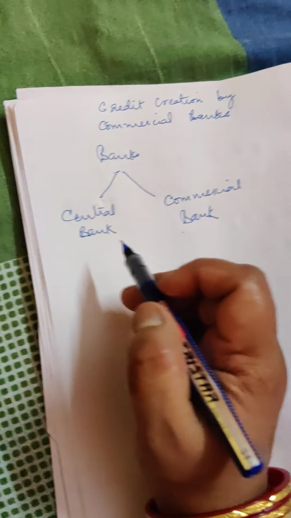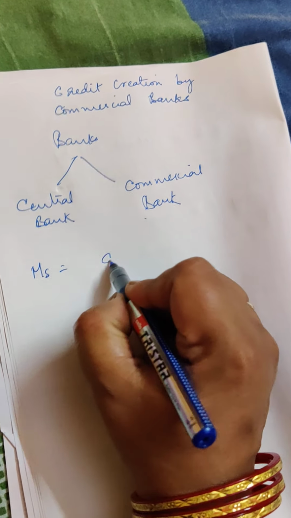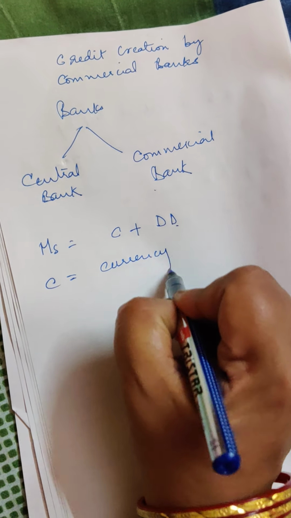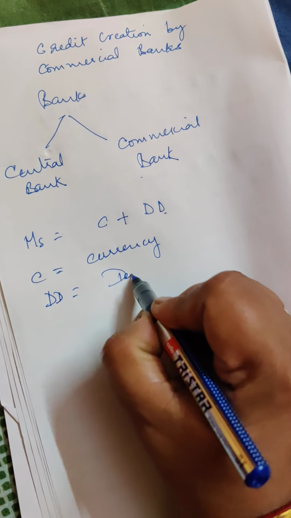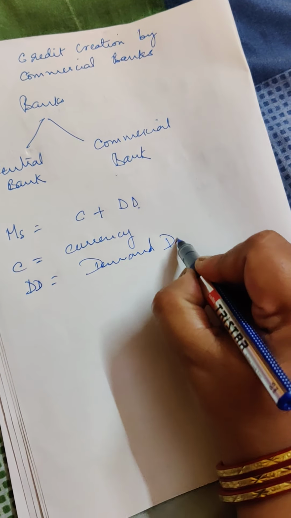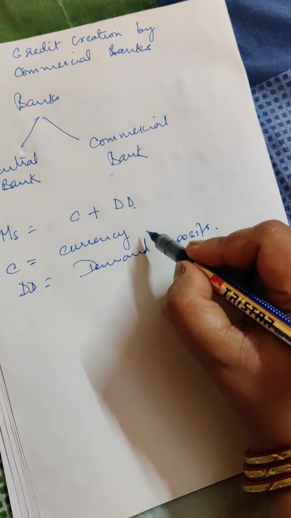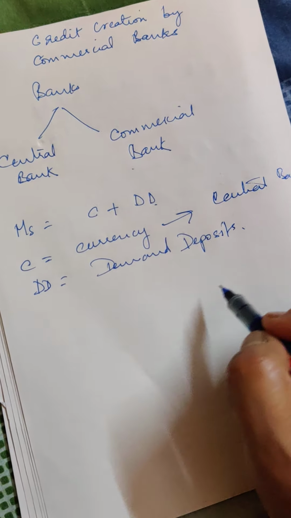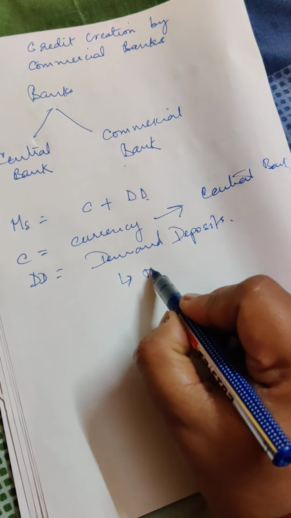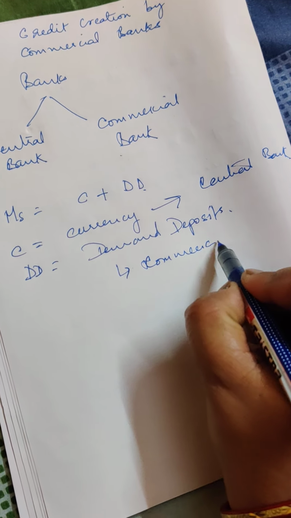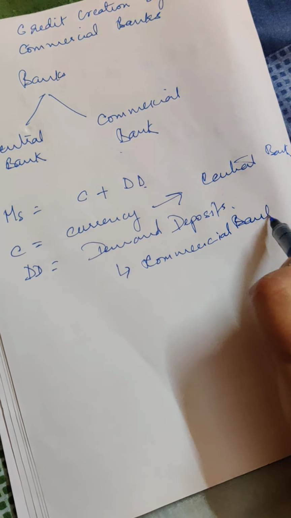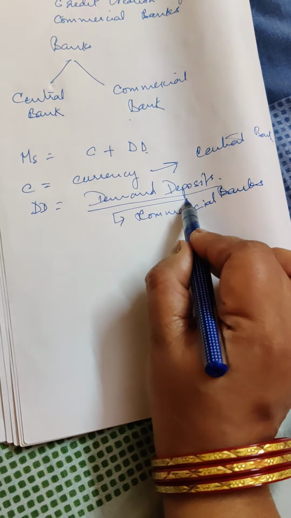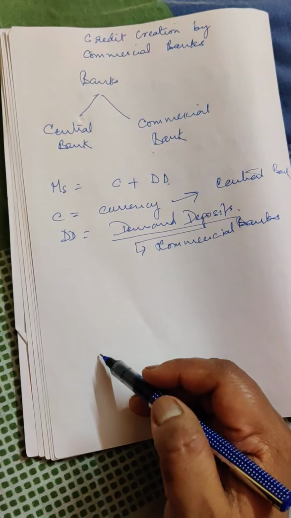Now we also know that money supply has two components, C plus DD. C stands for currency and DD stands for demand deposits. Now currencies are issued by the central bank, but demand deposits are created by commercial banks. So that means both of them have almost an equal contribution in money creation. So today we will do how demand deposits are created by commercial banks.